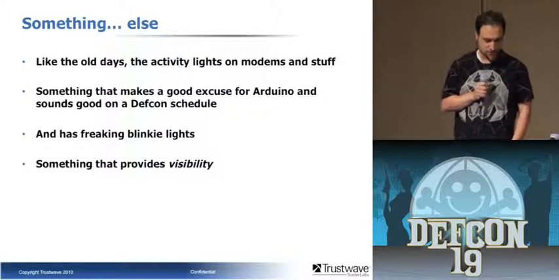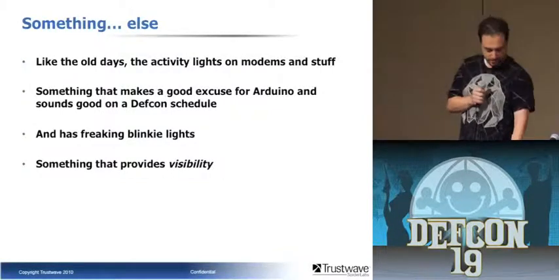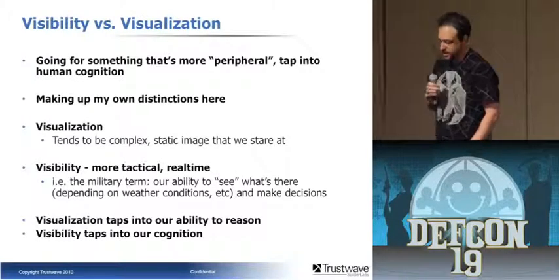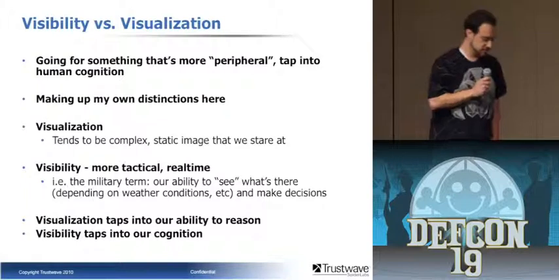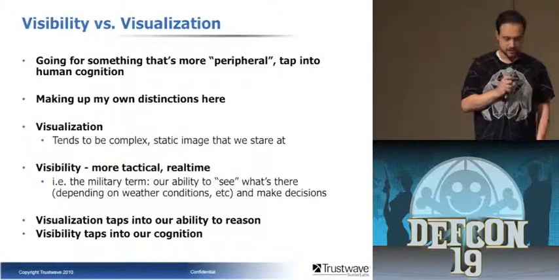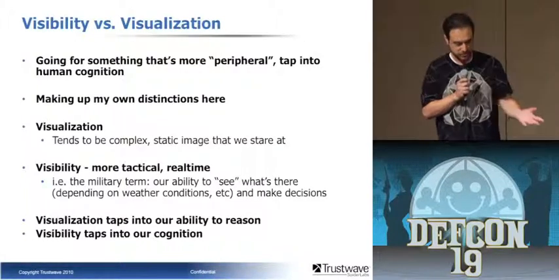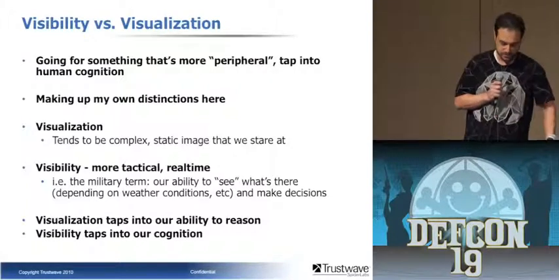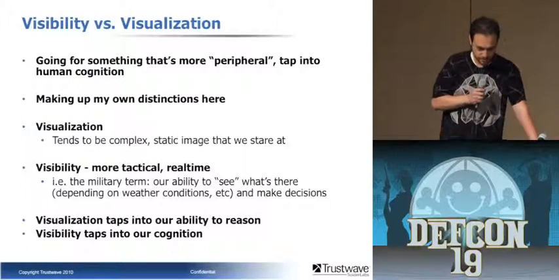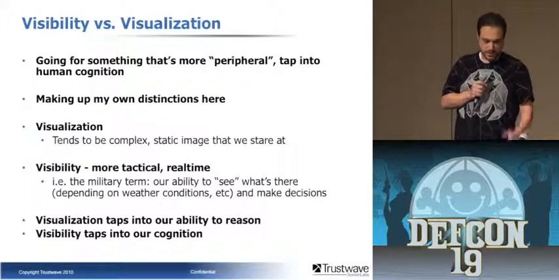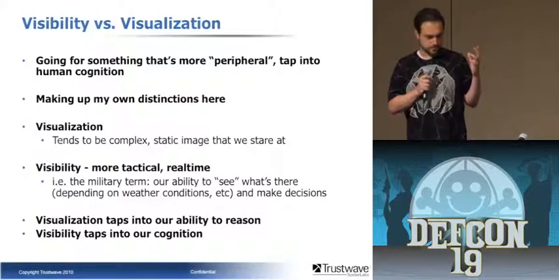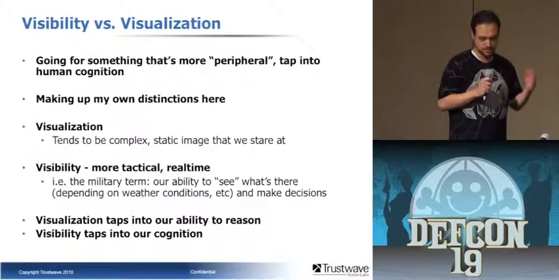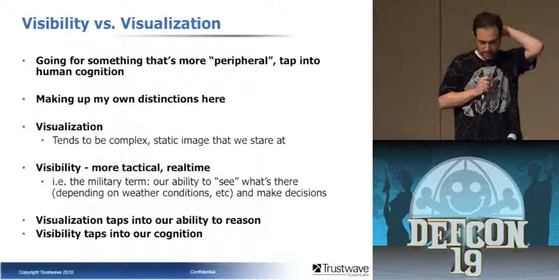And of course, something gives you visibility. So now I'm going to start butchering some other words, okay? Visibility versus visualization. I don't know, this is me talking about trying to figure out how to do the differentiation. It's not that these words totally, you're going to look them up in the dictionary and they have this difference. This is just me kind of trying to express something. But I'm going for something that's peripheral. Okay, I'm trying for something that is going to tap into your cognition. We'll talk about that in a little bit here.